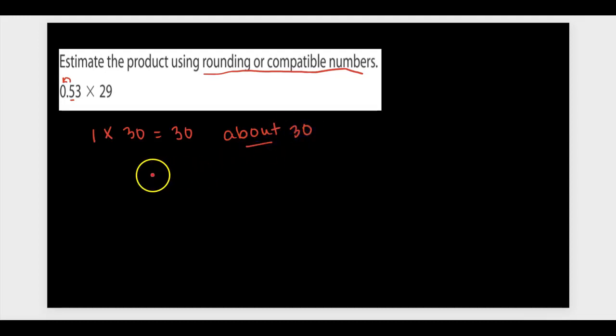Okay, so now let's look at this one. It says estimate the product using rounding or compatible numbers, whatever floats your boat, or whatever is easiest for you. Well, I think that rounding is easiest. So I see this 5 here, and I know that 5 is going to automatically make this 0 a 1. So I'm going to say 1 times, and I think 29 is close to 30. So 1 times 30 equals 30. So my answer is about, and the key word is about because we're estimating, about 30. And this is an overestimate because I chose a bigger number on both of them.